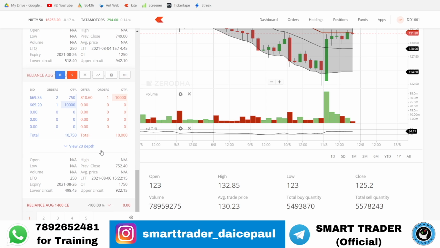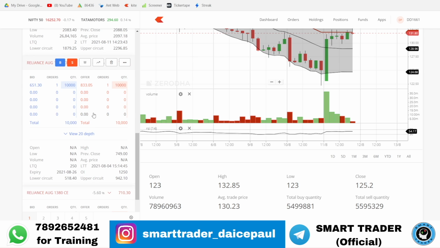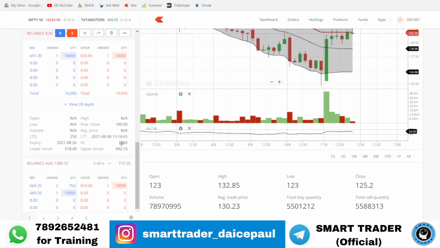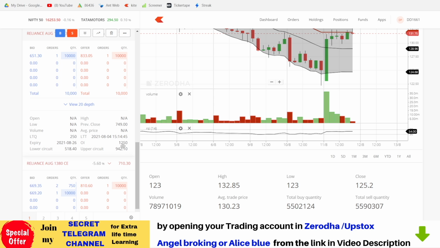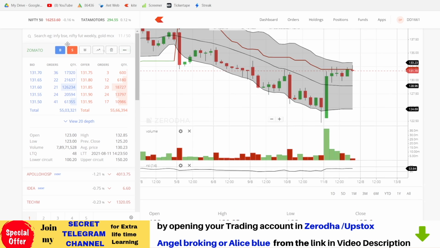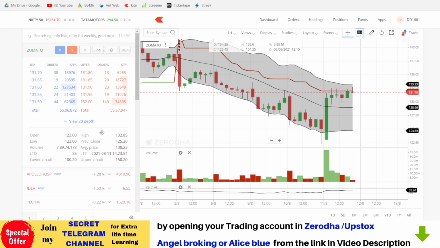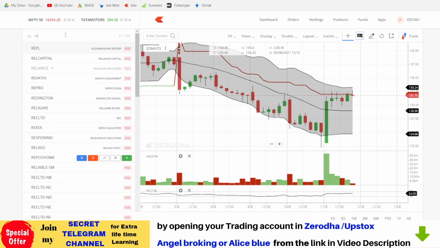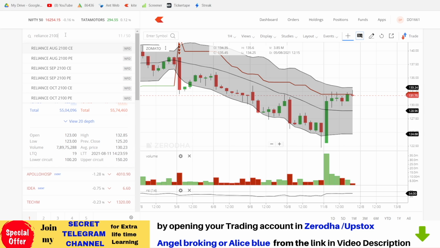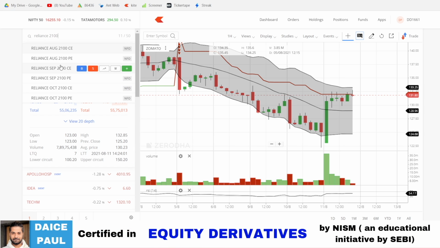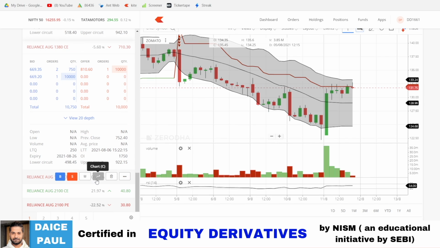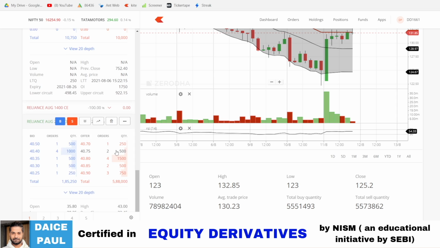Now, if you look into these options, you see something called OI, right? See this OI. OI is 1750. Let's say for this option, the OI is 1250. Now let me take something closer. Let's say the price of Reliance is 2100. So I will type Reliance 2100. All the options near 2100, August, September, October will come. Let me add the CE and PE for you. So these are the options for August.